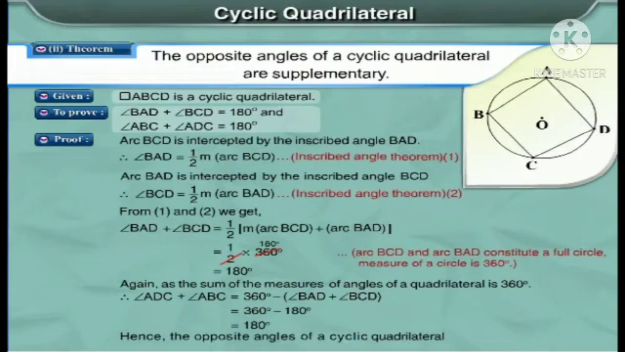And the reason is, arc BCD and arc BAD constitute a full circle whose measure is 360 degrees. Now again, as the sum of the measures of the angles of a quadrilateral is 360 degrees, therefore angle ADC plus angle ABC is equal to 360 degrees minus, in bracket, angle BAD plus angle BCD, which is equal to 360 degrees minus 180 degrees, which is again equal to 180 degrees. Hence the opposite angles of a cyclic quadrilateral are supplementary.